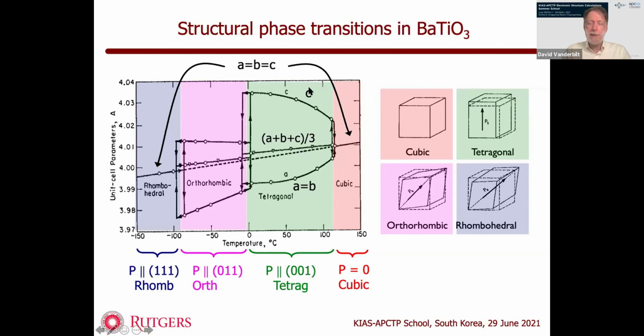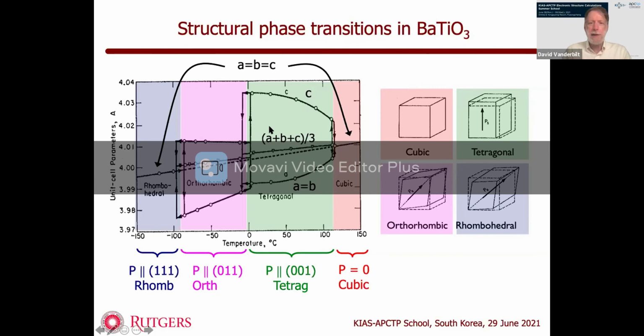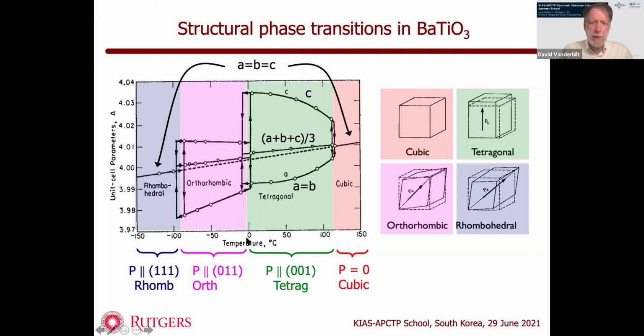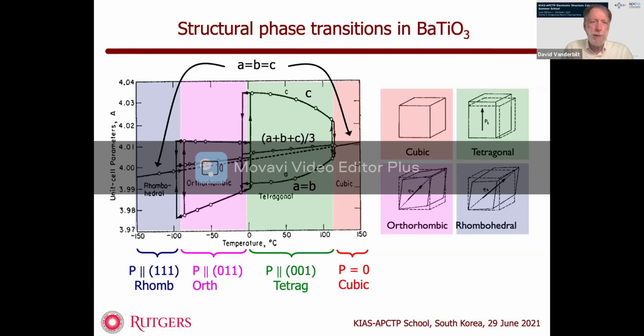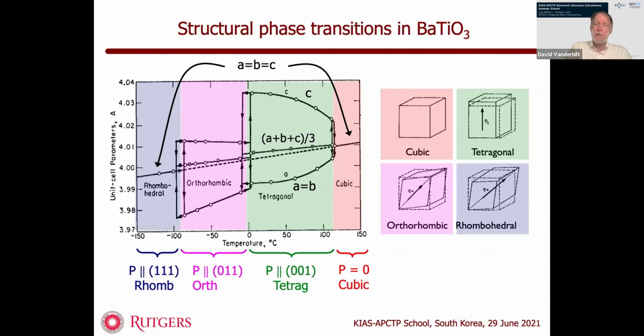And so on the scale over here, this is really only about a percent or two difference in lattice constant. But so you got a distortion. The center curve here is the average lattice constant. And then as the temperature goes below about 0 degrees Celsius, it goes into an orthorhombic phase where the polarization is pointing in a 1-1-0 direction. It's pointing towards an edge of the cube. And then finally, at low temperature, the polarization points in the 1-1-1 direction. It's pointing towards a corner of the cube. And in that case, the three lattice constants, A, B, and C, are again the same. And so this is all experimental data.